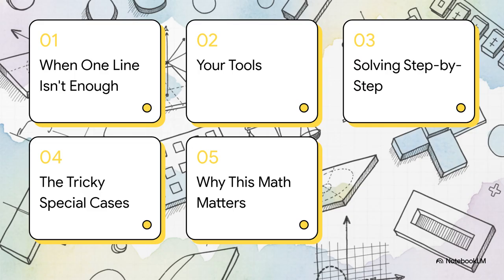So here's our game plan for today. First, we're going to quickly cover why one line just won't cut it. Then I'll introduce you to your two best tools for the job: substitution and elimination. After that, we'll walk through some examples step by step, tackle a couple of tricky cases, and finally, we'll talk about why this actually matters in the real world.